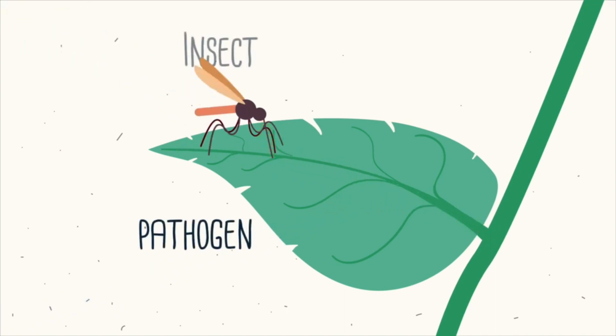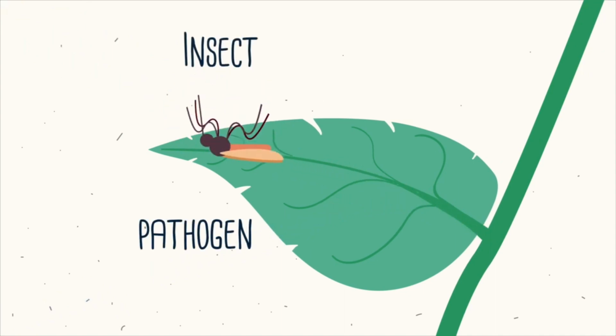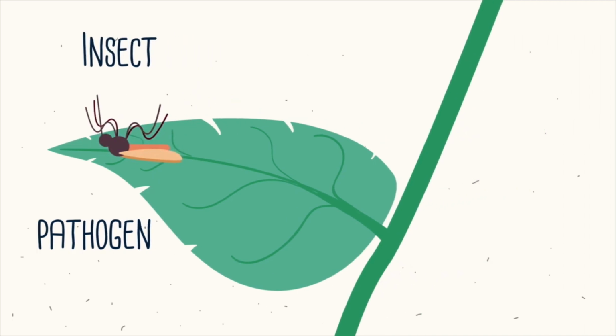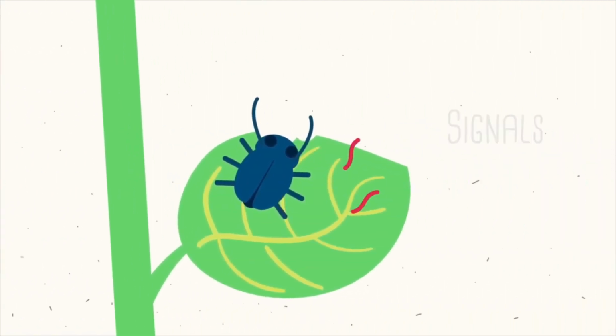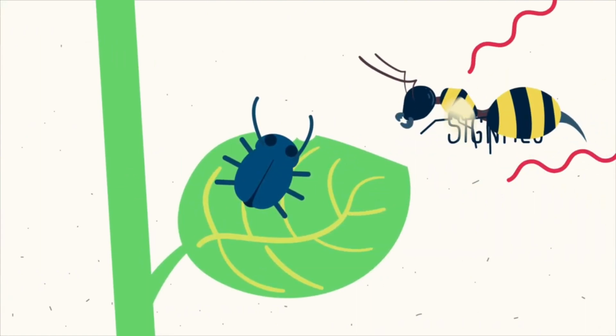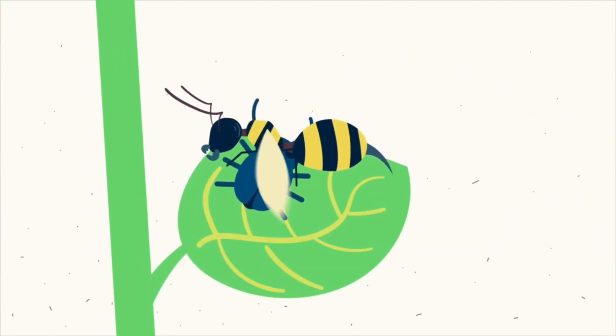These chemicals can affect the pathogen or insect directly or induce cell death to stop the attacker in its tracks. Plants are so clever, they can even send signals in the air to call on insect predators that will take out an attacker.